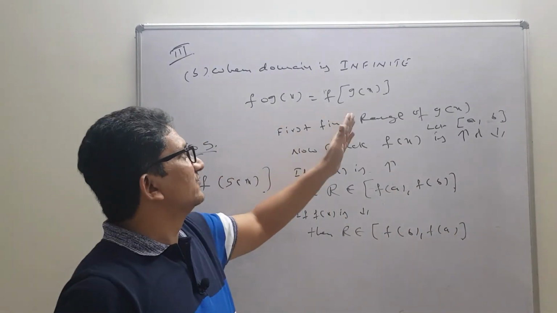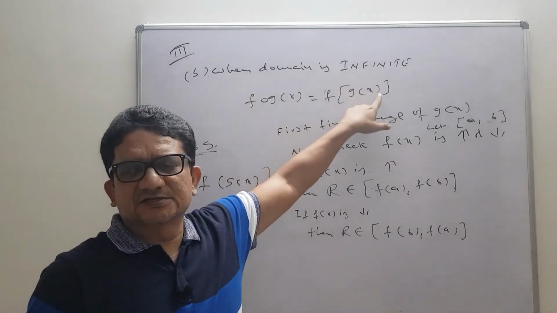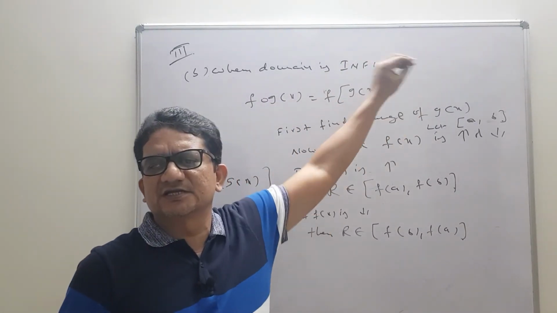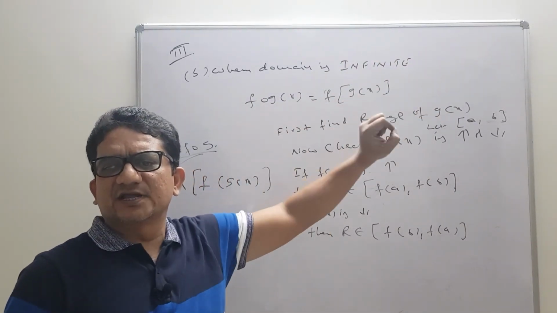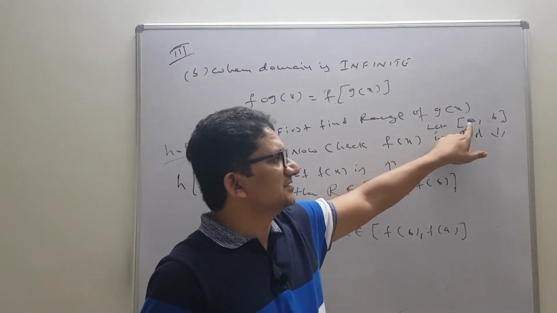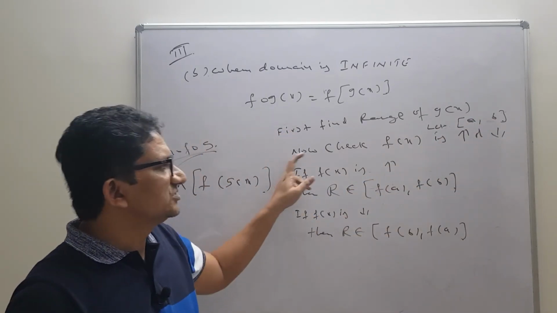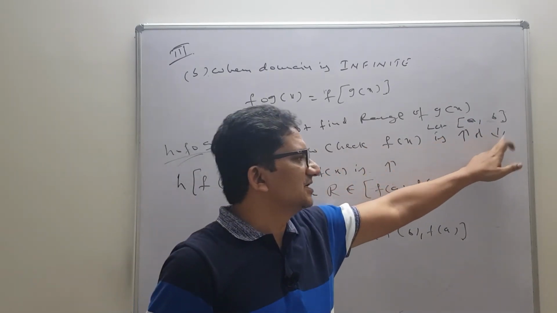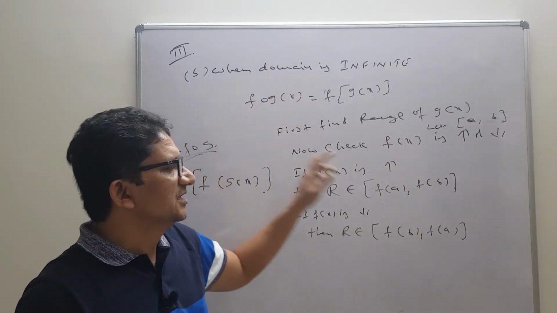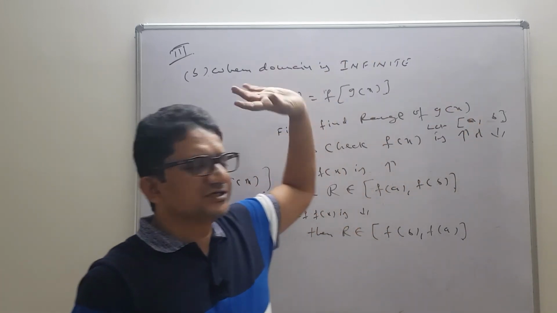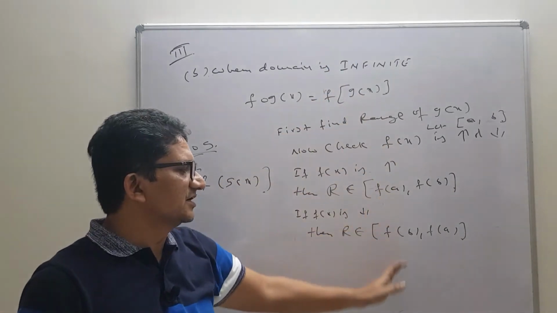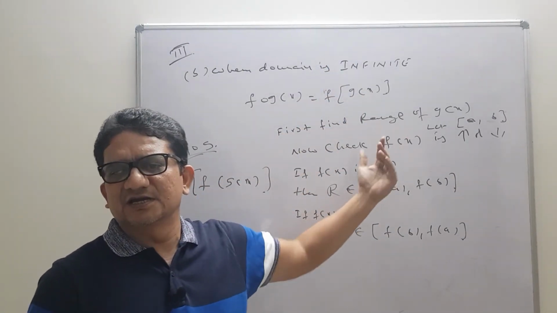In composite functions, when you notice that the overall function's domain is infinite, or the inside function's domain is infinite, the simple technique is to first find the range of the inside function. Let us assume that the range is [a, b]. Now check whether f of x is increasing or decreasing. If f of x is increasing, then the range of the overall function is obtained by simply substituting these two values, f of a and f of b, in the original function, and we will get the result. Increasing means same, decreasing means reverse.